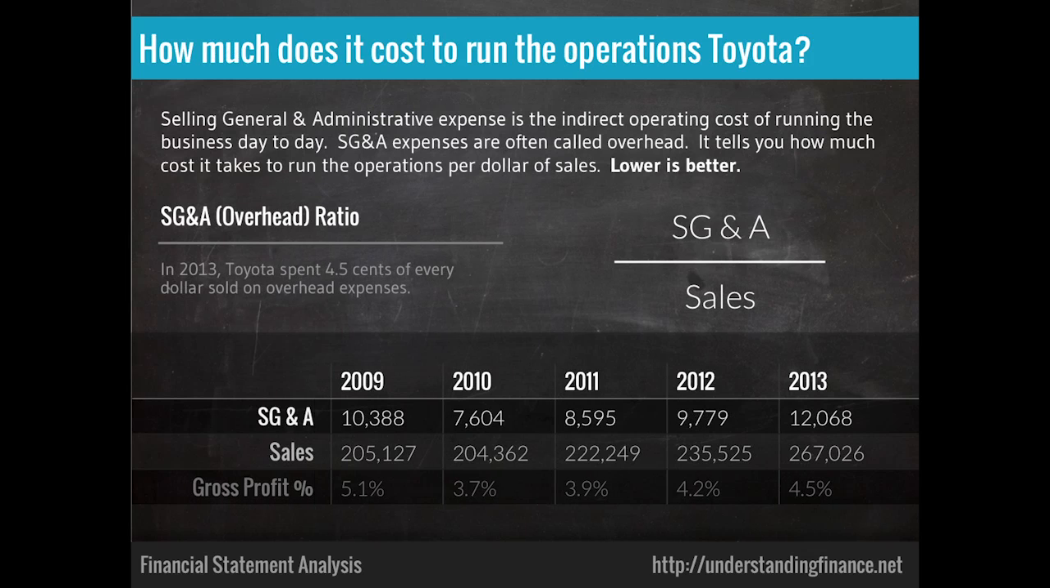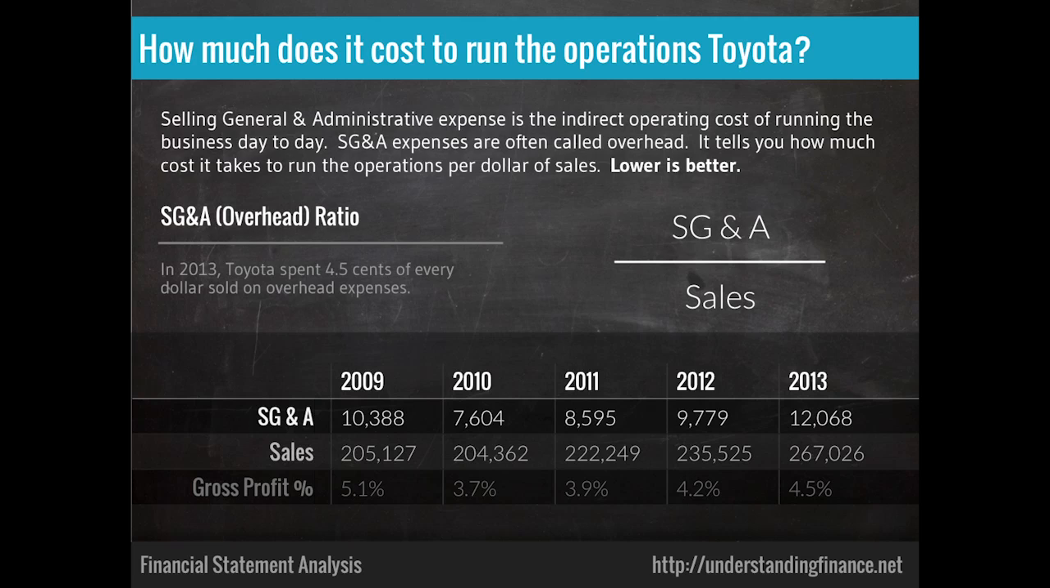Next, what is the day-to-day cost to run the business? What are they spending on overhead? That's the SG&A ratio, the selling, general, and administrative expenses divided by sales or revenue. Again, lower is better. From the annual report, these are the selling, general, and administrative expenses in dollars. These are the sales or revenue per year. If I divide, I can see that for every dollar in 2009, they were spending 5.1% of that on SG&A. In 2013, they were only spending 4.5% to essentially sell the same dollar of revenue.